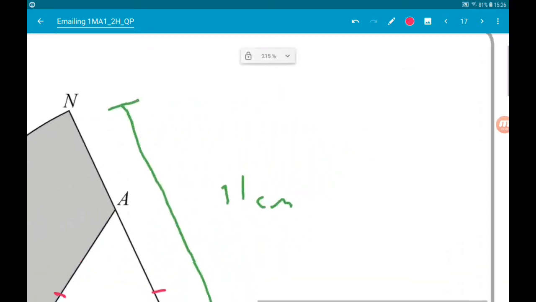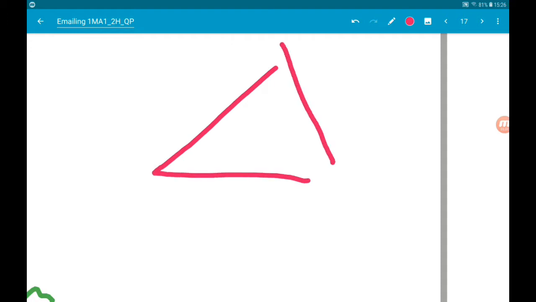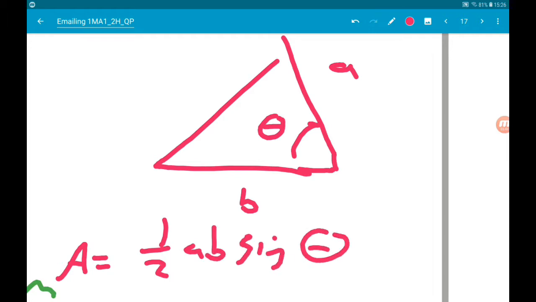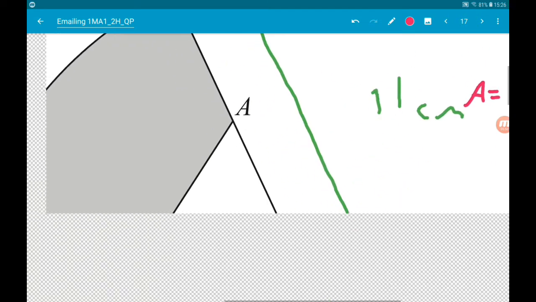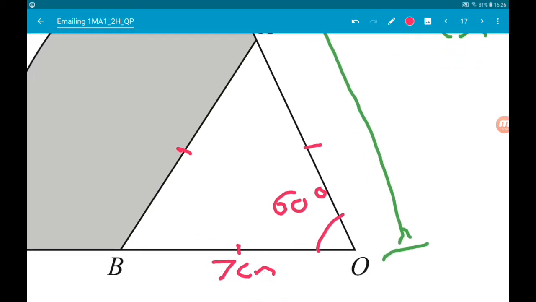Let's go up here. So if you have a triangle where you know an angle and you know the two sides coming out of it, the area is 1/2 ab sine of that angle. So for us, we know the angle is 60. The two sides coming out are both 7.